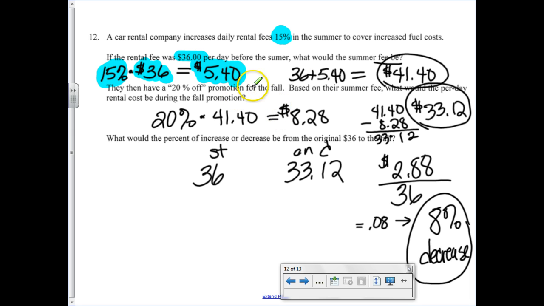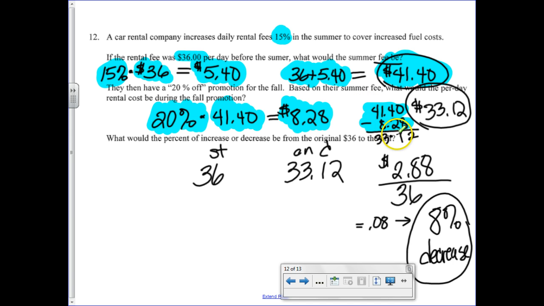of the increase. I need to add that increase onto the $36, and now I get what my summer fee is going to be, $41.40. Okay, this next part, there's going to be a 20% off promotion for the fall. Based on the summer fee, that was the $41.40, what will the per day rental cost be for the fall promotion? 20% discount. So if I take 20% of $41.40, $8.28 is the discount.